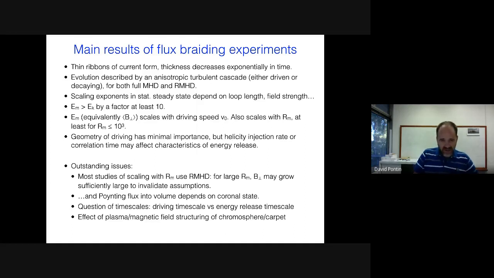release. And then, obviously, the elephant in the room in all of this, looking at this geometry proposed by Parker, is the fact that we basically stop our model at the top of the chromosphere. And so what the effect of the complicated plasma and magnetic field structure in the chromosphere and magnetic carpet is.